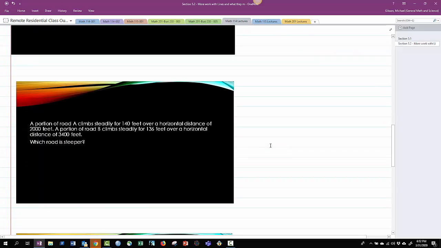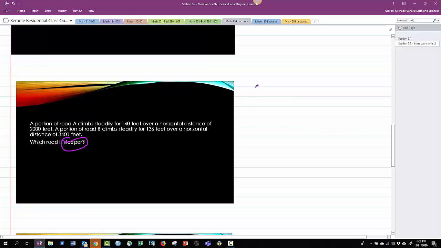Okay, so let's look at the next one. A portion of road A climbs steadily for 140 feet over a horizontal distance of 2,000 feet. A portion of road B climbs steadily for 136 feet over a horizontal distance of 3,400 feet. Which road is steeper? All right, so steeper here, it's really a question about the slope. Which one has a bigger slope?